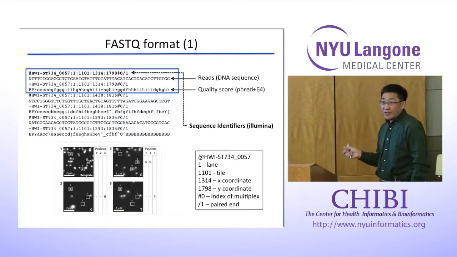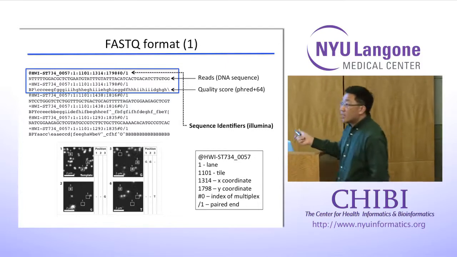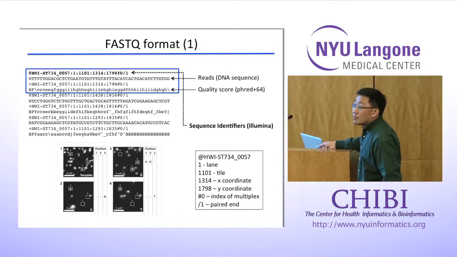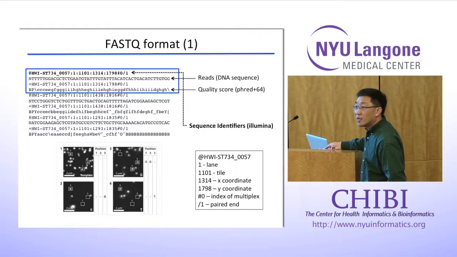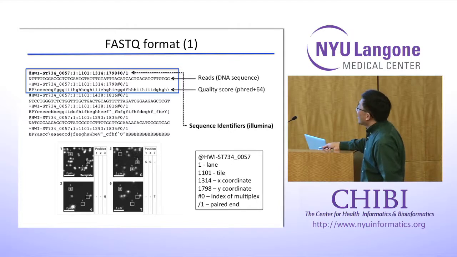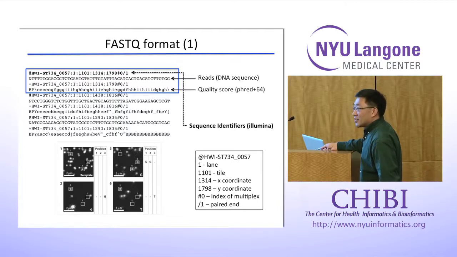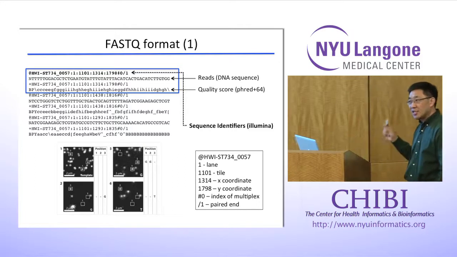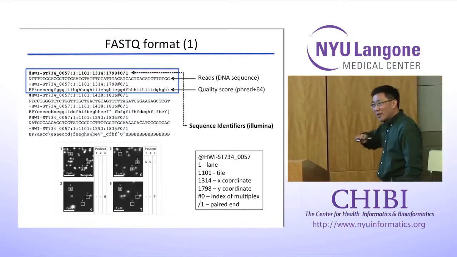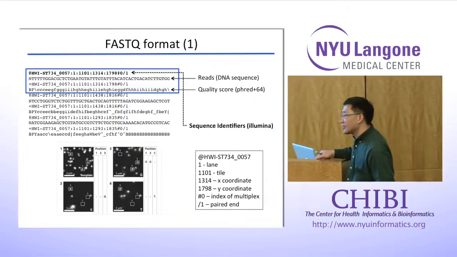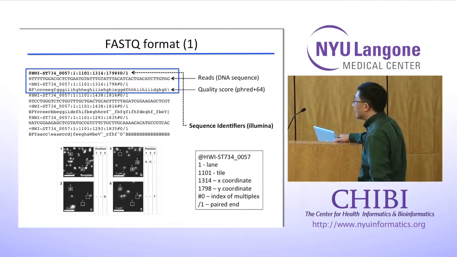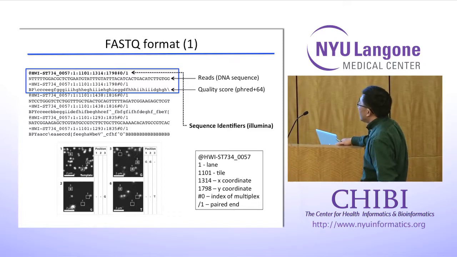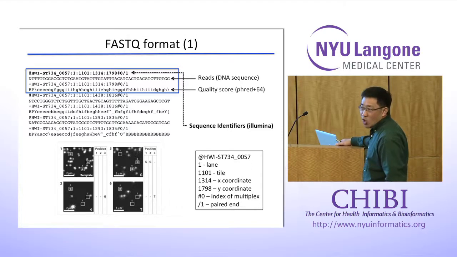Then following that is the tile. What is a tile? A tile is a bunch of pictures created by the fluorescence camera within the sequencer. On these tiles, you can see lots of spots. Those are sequence reads. Each time, the sequencer camera moves to a certain area to create a picture, which is called a tile. Following the tile are the coordinates, which identify the sequence read.